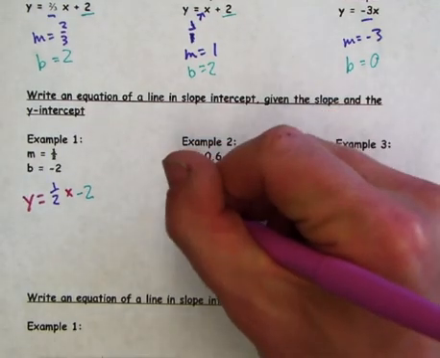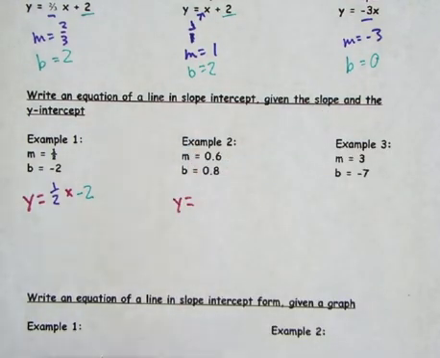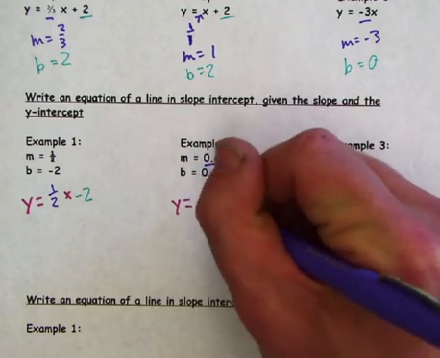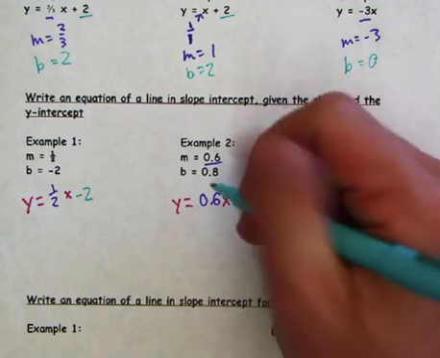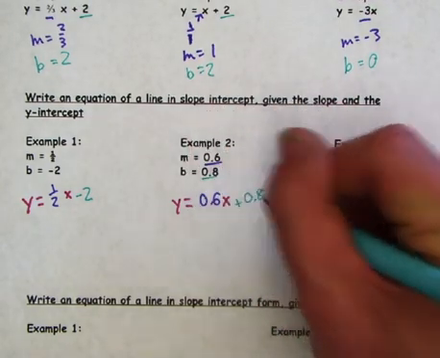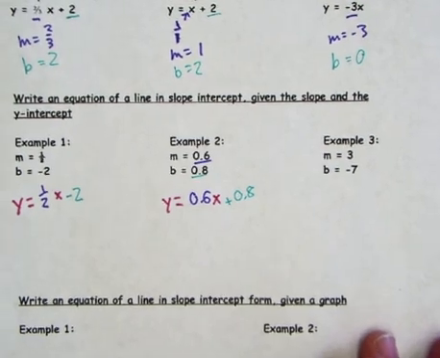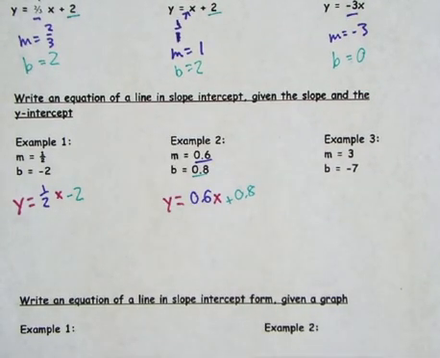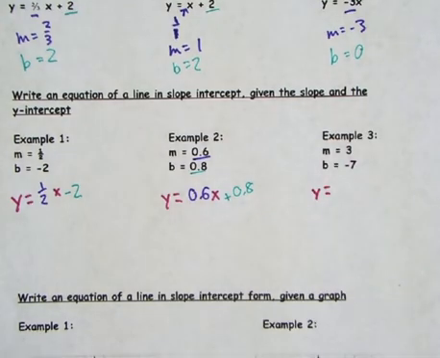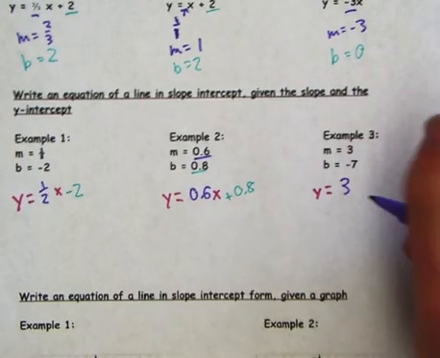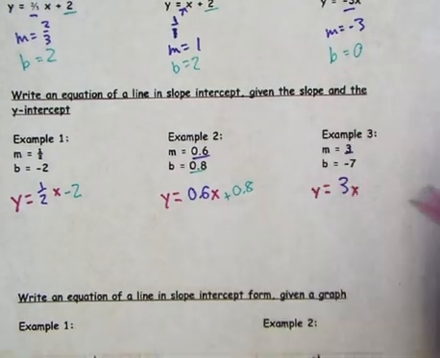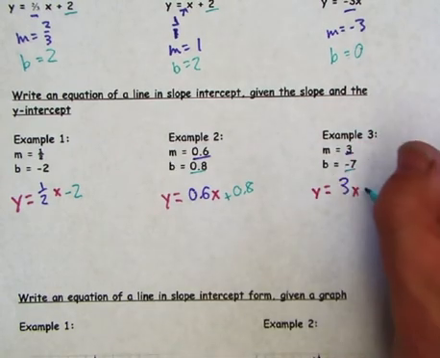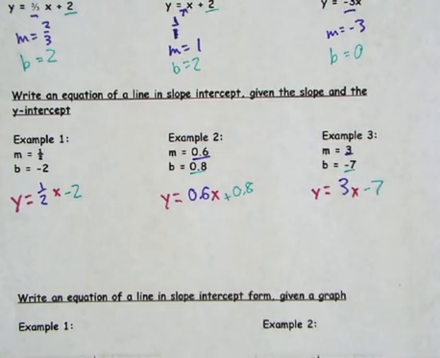Go on to example 2. Y equals, our slope is 0.6, 0.6 x plus 0.8, and then y equals 3, m is 3, x minus 7. That's how you can write an equation of a line in slope-intercept form given the slope and the y-intercept.